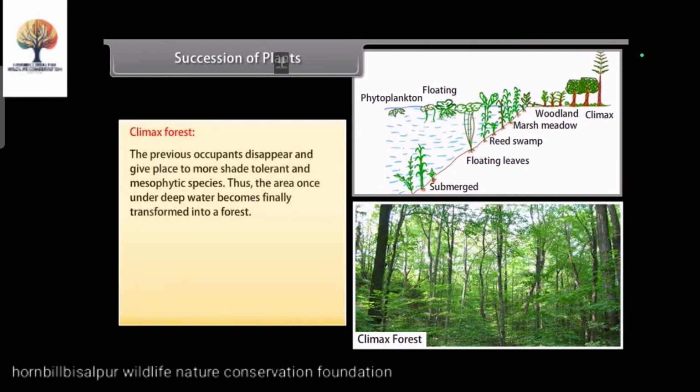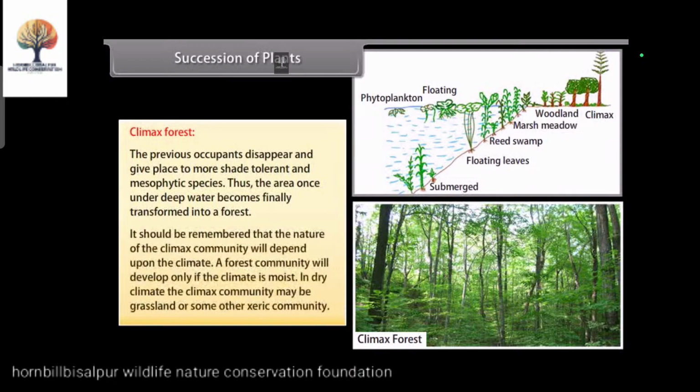Climax forest: the previous occupants disappear and give place to more shade-tolerant and mesophytic species. Thus, the area once under deep water becomes finally transformed into a forest. It should be remembered that the nature of the climax community will depend upon the climate. A forest community will develop only if the climate is moist. In dry climate, the climax community may be grassland or some other xeric community.